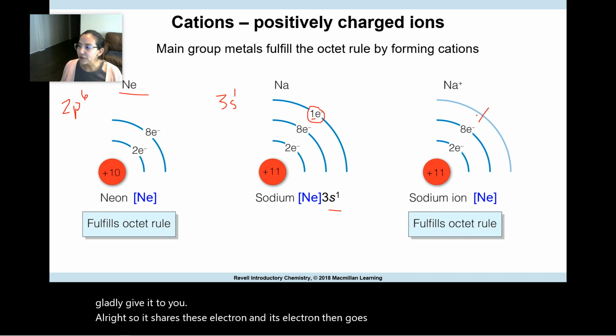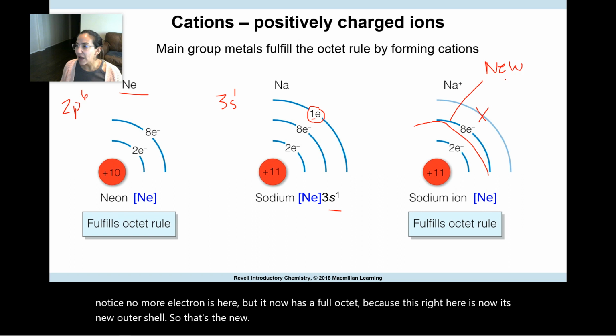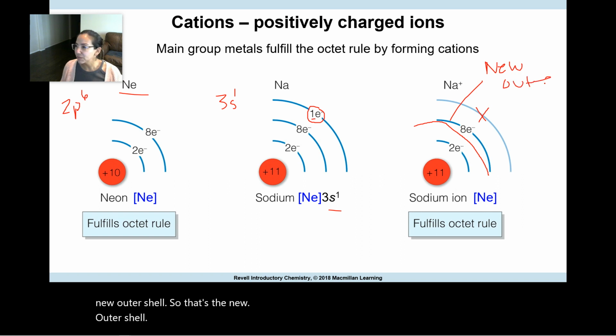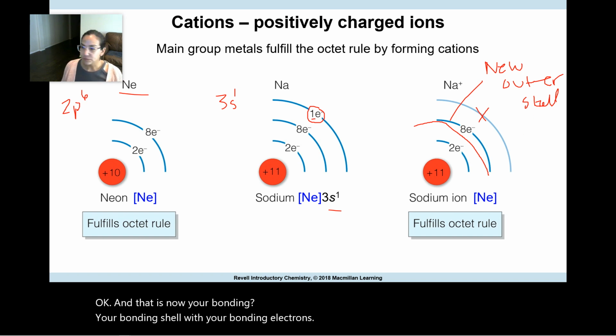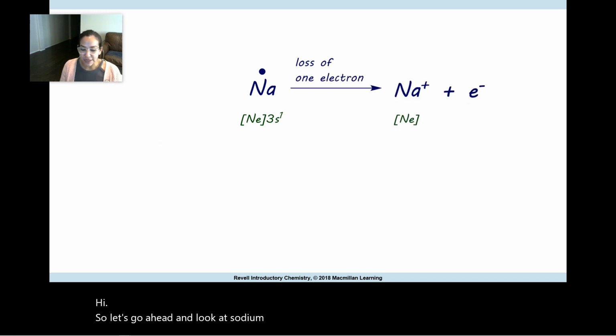When that happens, you'll notice no more electron is here, but it now has a full octet, because this right here is now its new outer shell. And that is now your bonding shell with your bonding electrons.